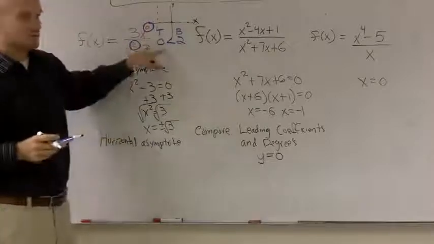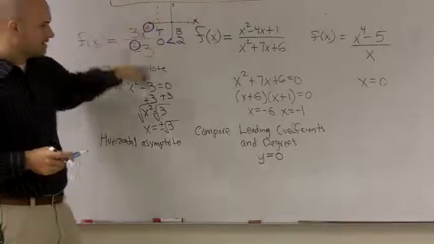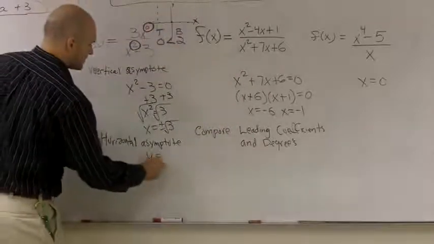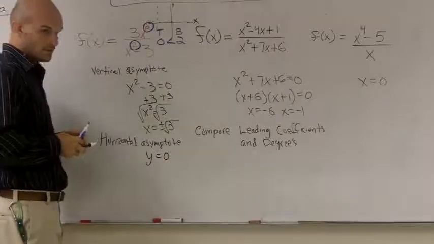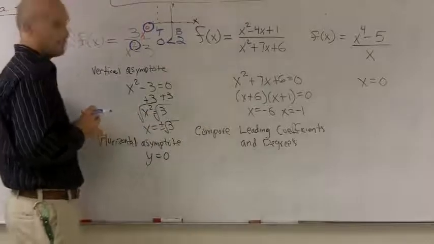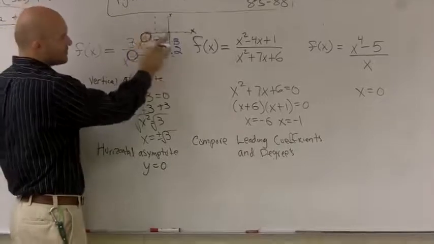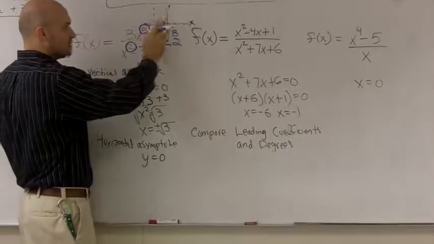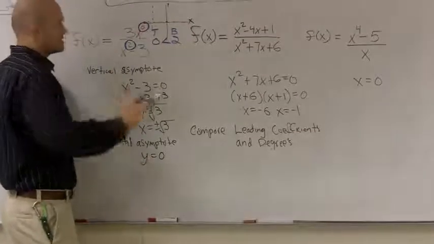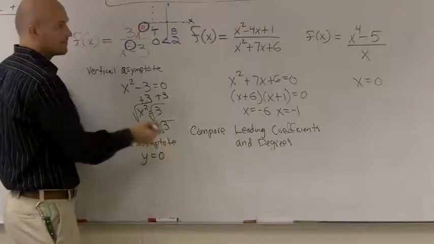Whenever your top degree is less than your bottom degree, y is equal to 0. Okay, next one. Is that because you divided 0 by 2? No, it doesn't matter if that was 1 and that was 3. Whenever your top degree is smaller than your bottom degree, it's always just y equals 0. Always. It doesn't matter if it's 5 and 50. It's less than, so y equals 0.